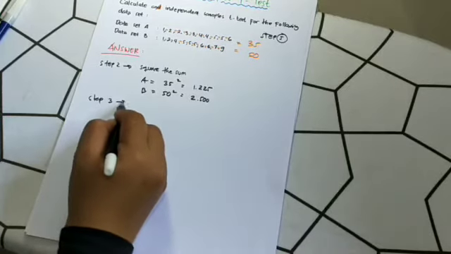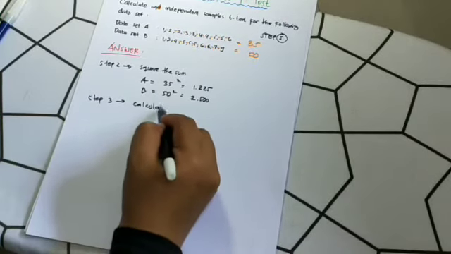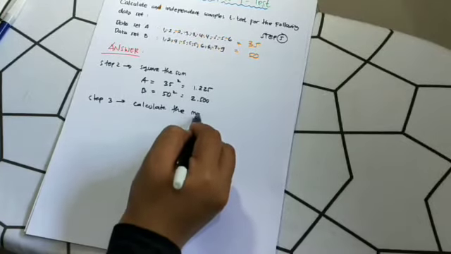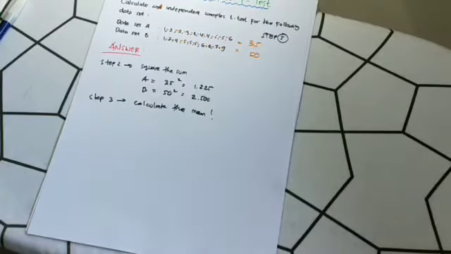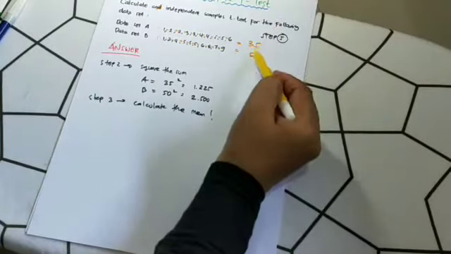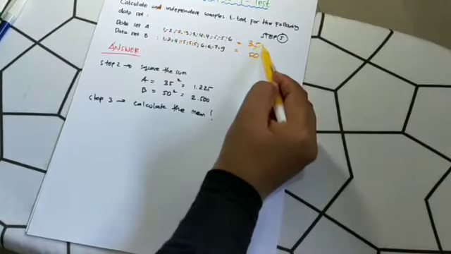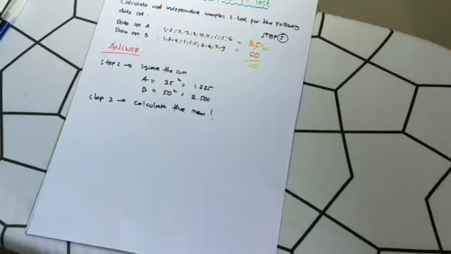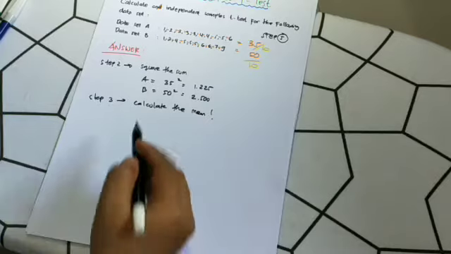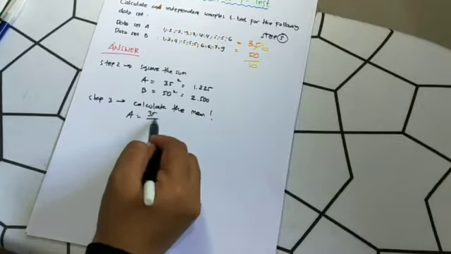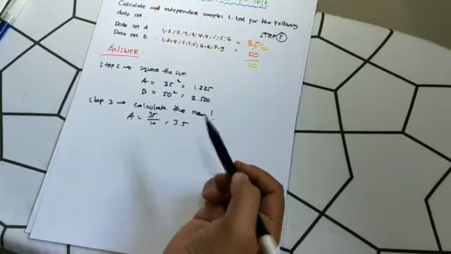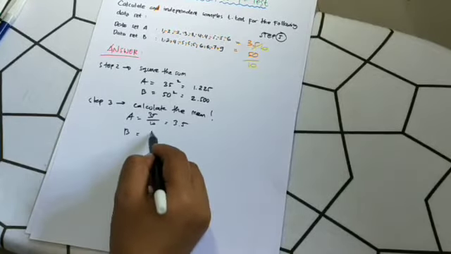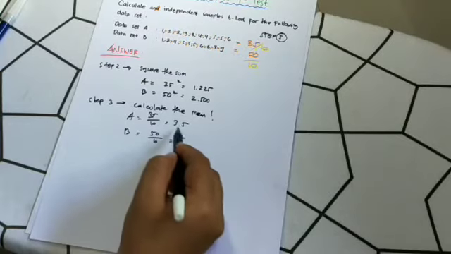Step 3. Calculate the mean. So how to calculate the mean? It is very simple. You just need to divide this sum by the amount of the data set, which is 10, and also this divided by 10. So for data A, 35 divided by 10 is 3.5, and for data B, 50 divided by 10 is 5. This is the mean.